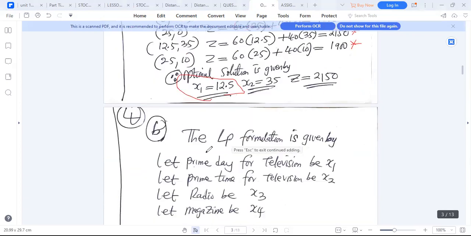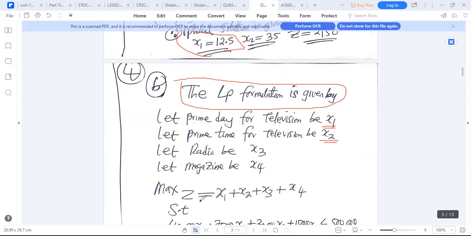The LP formulation is given by: let prime day be x1, let the prime time be x2, the radio be x3, the magazine be x4. So we should maximize z equal to x1 for the prime day, and then this one should be for the prime time. Then this one is for radio. And then the other one represents the magazine. So this is the way we are supposed to actually look at this.